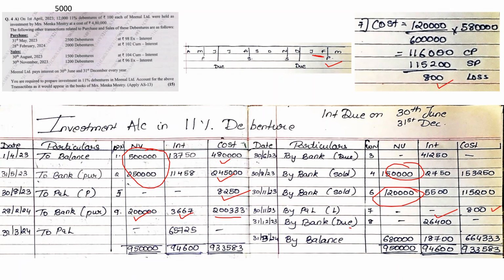Once that is done, we just have to do the tally part. We added the tally NV amount 9,50,000 minus these two values, we got the balance at 6,80,000. On 6,80,000, 11% interest for 3 months, we got 18,700. We added the interest part and we got the balance as 65,725. Cost we added up, we got the value 9,33,583 minus the remaining, we got 6,64,333. So this is how you all had to solve the sum based on investment account.